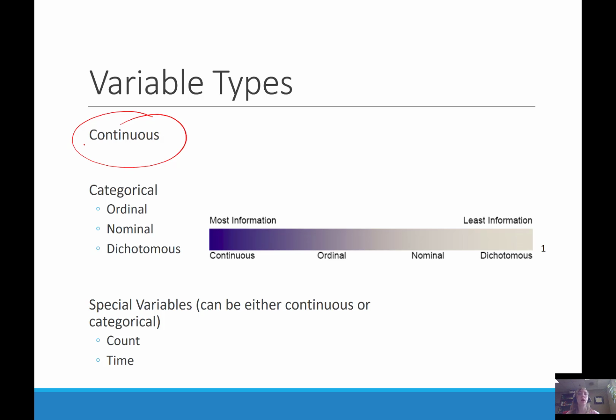Dichotomous variables have two options, yes or no. This yes or no may take different forms, but it essentially boils down to one of the two responses. Count and time are special variables that may be considered continuous or categorical depending on the situation in which they are used. Later in this course, we will see an example of when a count variable is considered continuous, but otherwise just know that count and time are special.